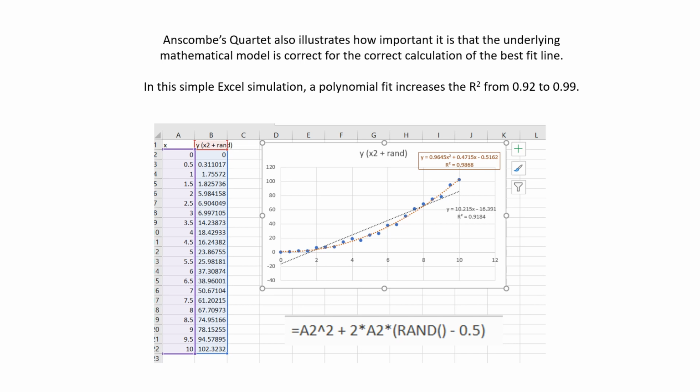This is an example of how we can explore some of those concepts. So here I've just generated some random numbers. My x values increase from 0 to 10 at a step of 0.5. And then I'm just generating a y value that's related to the x value, but with some noise in it. If you're interested in how this is done, I've pasted the Excel formula for that here. Essentially, just creating a y equals x squared kind of relationship.